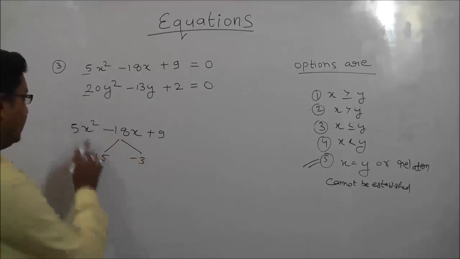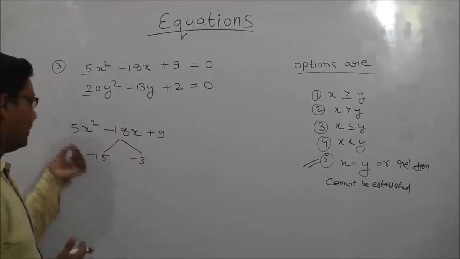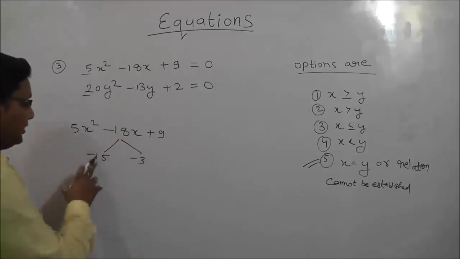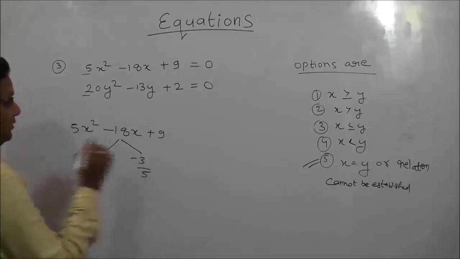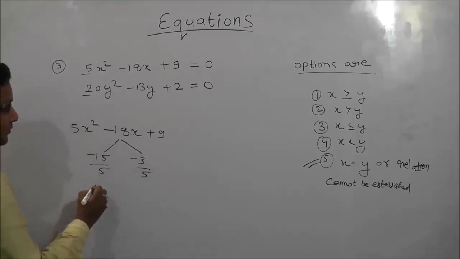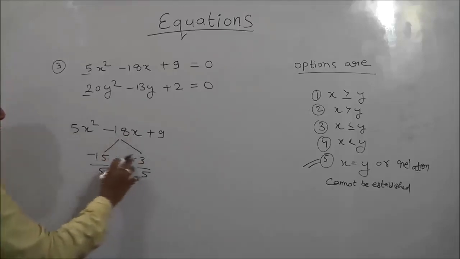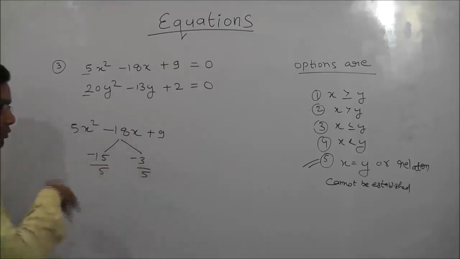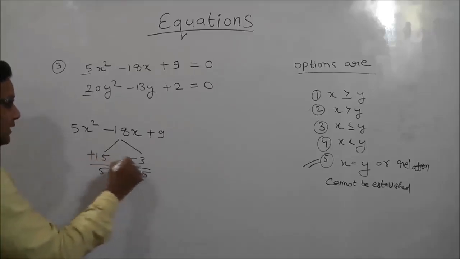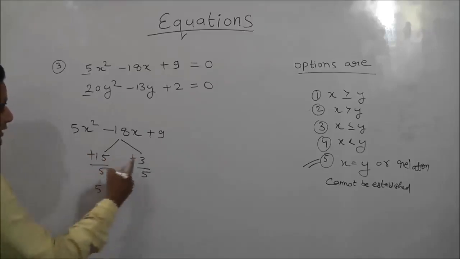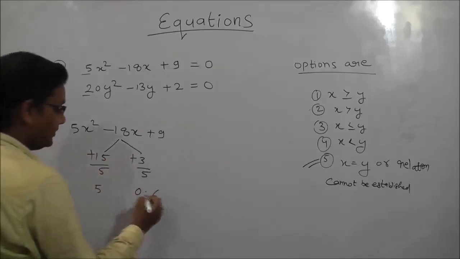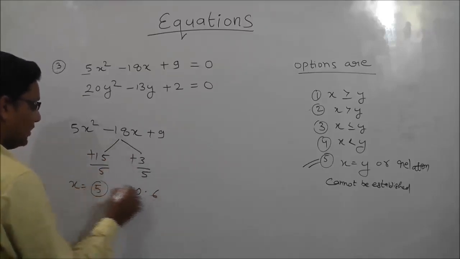Now what is the next step? We have to divide these terms by a, so by 5 and 5. Minus 15 and minus 3, and we have to inverse the sign also, so plus. How much will you get? 3 and 0.6. So this is the value of x.